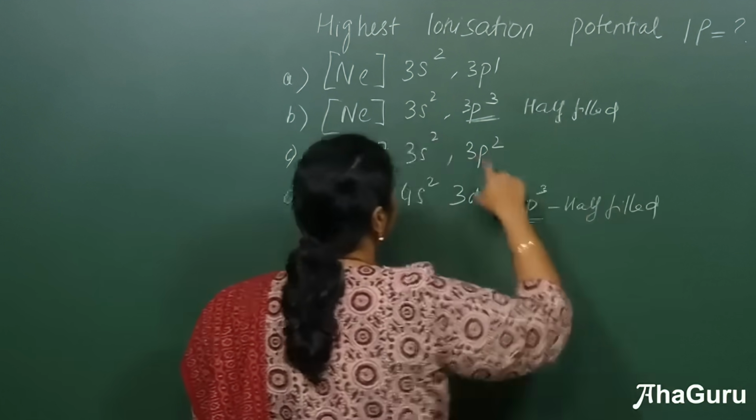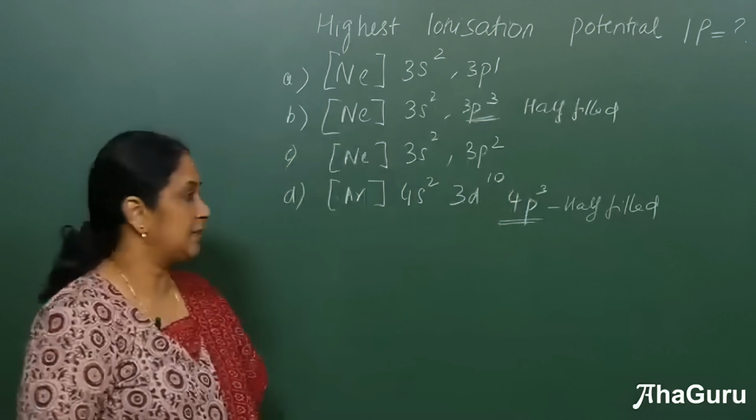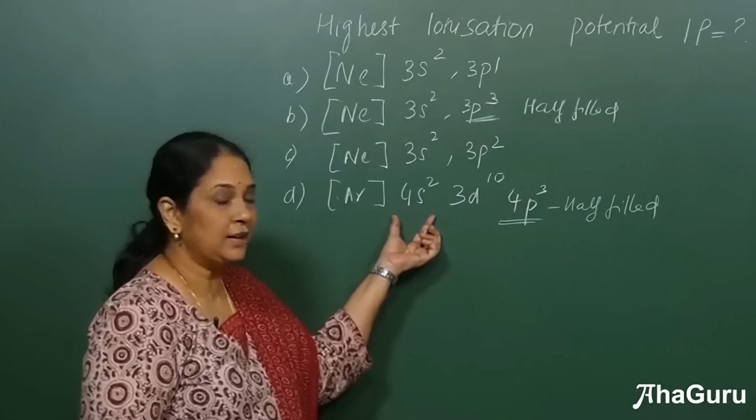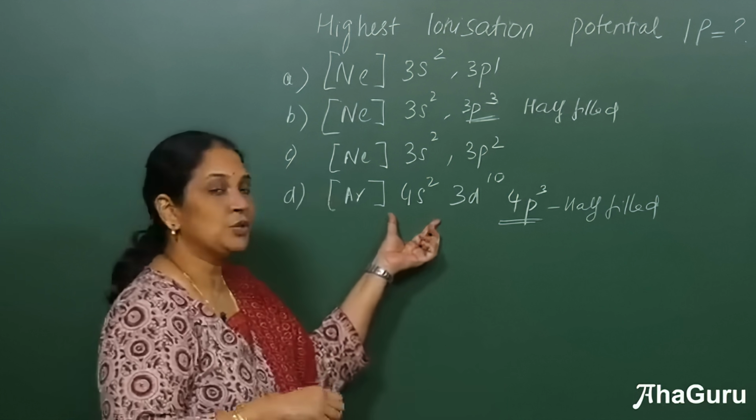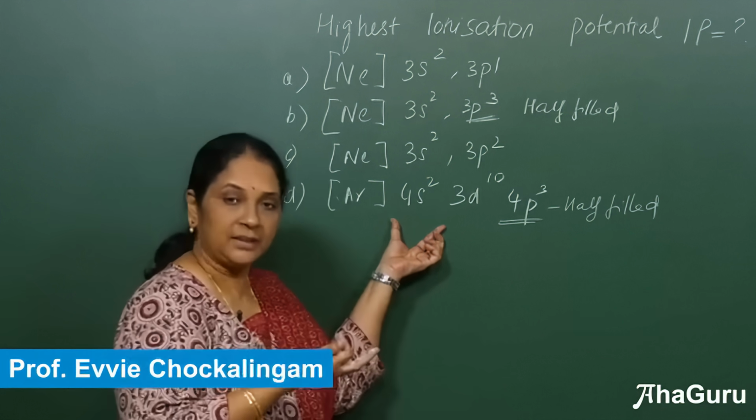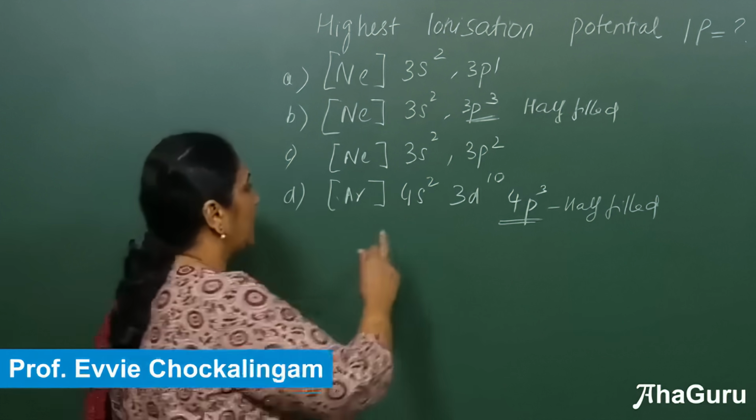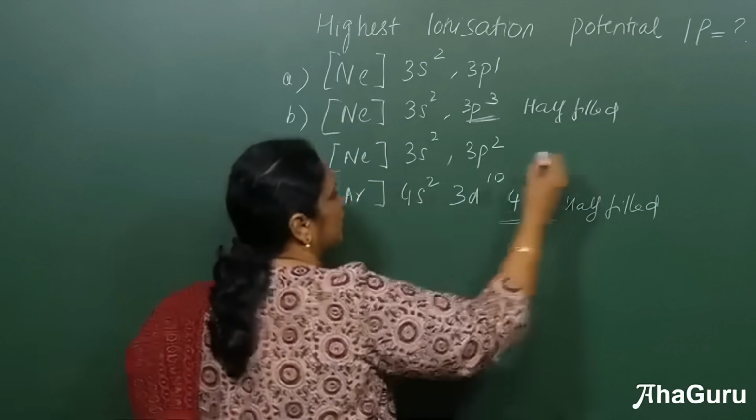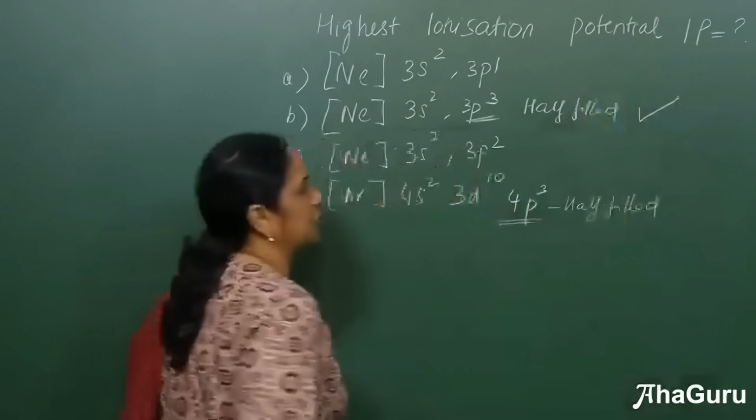but among these we have to find which one has the highest ionization potential. Now, this one has already entered the fourth shell, so the size increases. When the size increases, the ionization potential decreases. So, compared to these two, this will be the right answer because this is the third shell. So, this one will have the highest ionization potential.